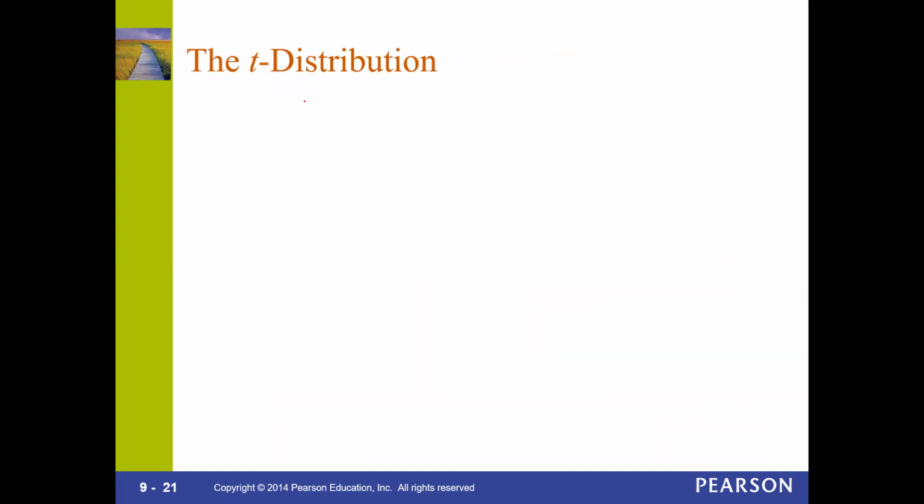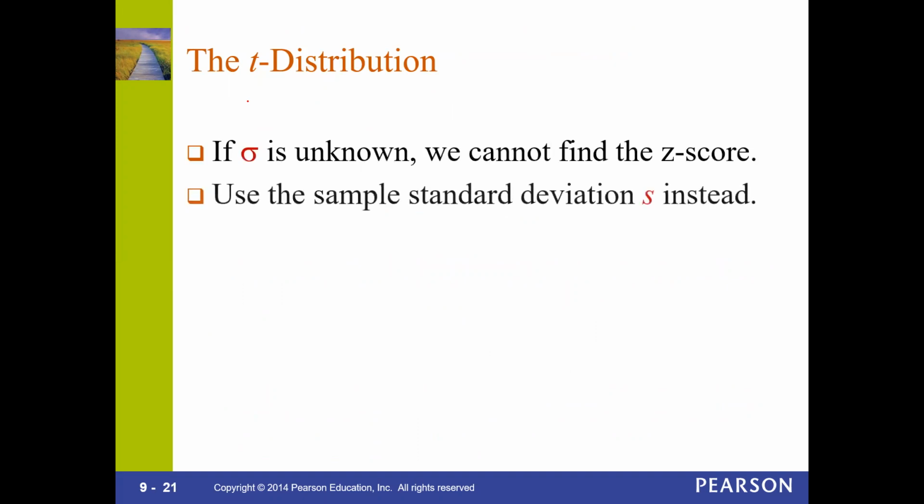The last thing we talk about is something called the t-distribution. So here we're going to be able to make the difference. Sometimes your standard deviation is not given to you. You don't know the standard deviation. So if you don't know sigma, we're not going to find the z-score. You're going to have to use the sample standard deviation. The sample standard deviation will be given to you because sigma is unknown.